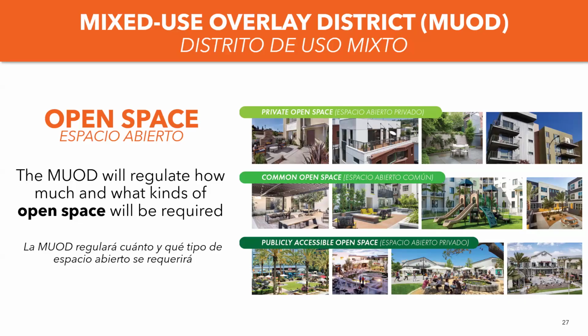Private open space is the kind of open space that is dedicated individually to a dwelling unit, like a balcony, a porch, a terrace, or even a backyard. Common open space is the kind of open space that is shared by tenants in a building. So think of it as courtyards or maybe even small parks, gardens, or play areas for tenants.